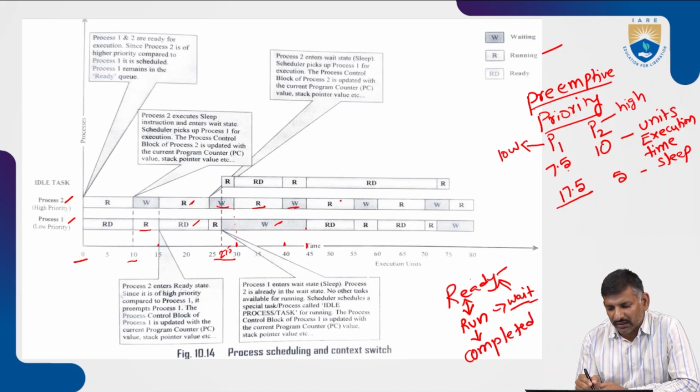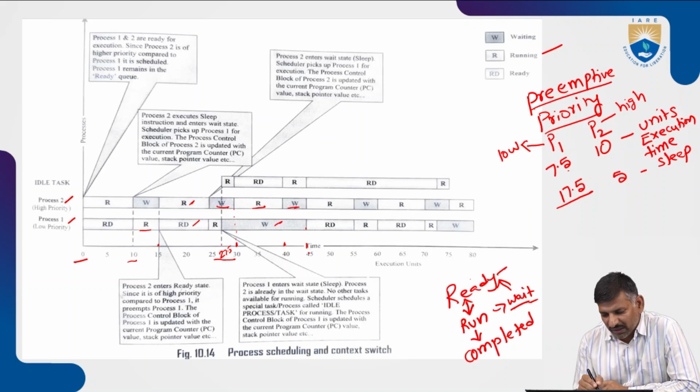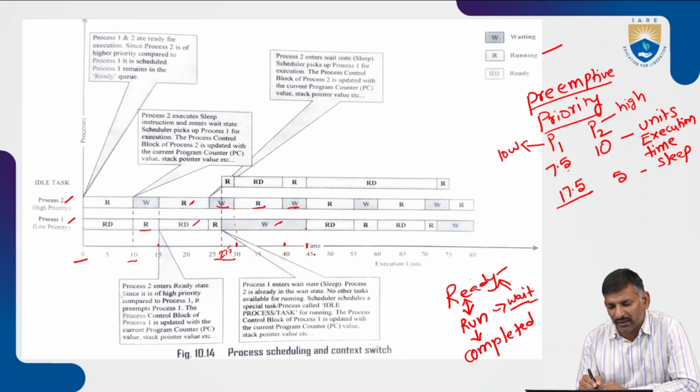Again, at 45 units of time, among P1 and P2, P2 is the highest priority, so P2 is scheduled for execution. That is why it shows as entering the running state, and P1 is in the ready state.